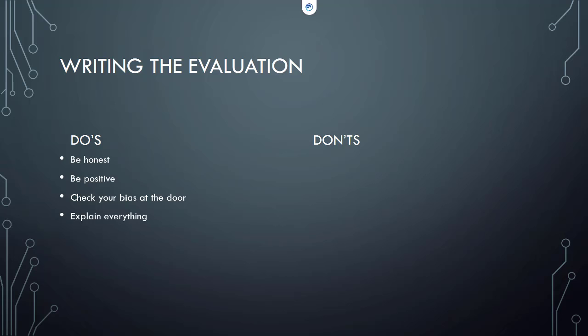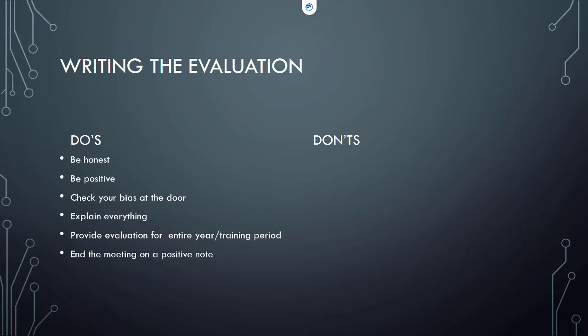Explain everything. You want to make sure that the faculty member being evaluated understands exactly what you're talking about. This is where the comments come in handy. Provide the evaluation for the entire year or for the entire training period. Don't evaluate the individual based on 1 or 2 things that they did wrong or 1 or 2 things that they did right. Evaluate them based on their performance over the entire rating period.